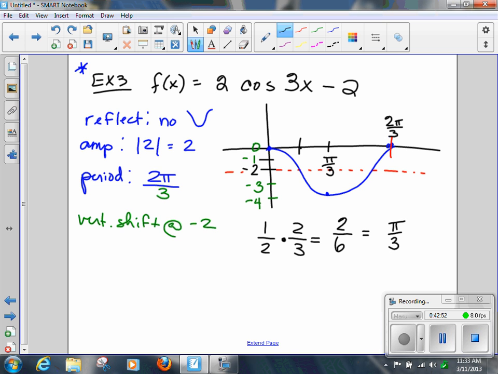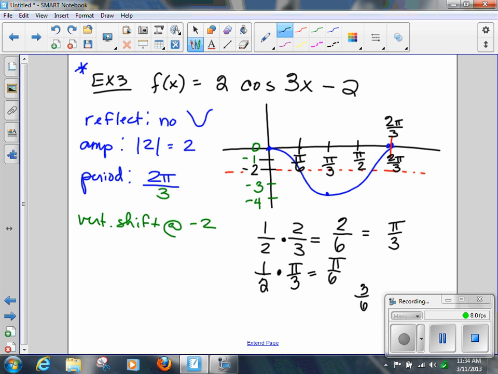Now we got to find halfway of 2 pi over 3. So we're going to take 1/2 of it, which is pi over 6. All right, now check this out. You with me? Pi over 6, 1/6, 2/6, 3/6, which is really 1/2. And then 2/3. Say, what?